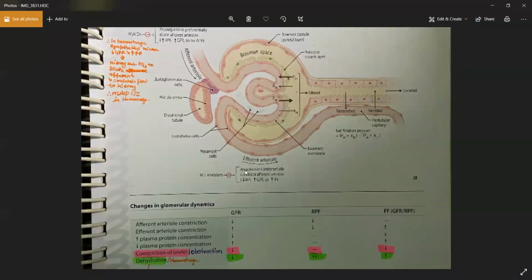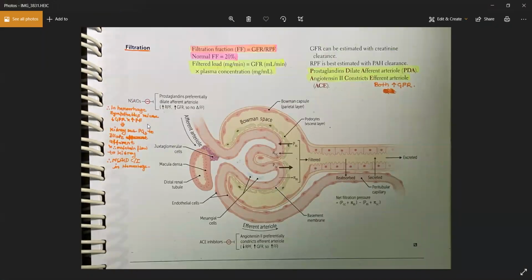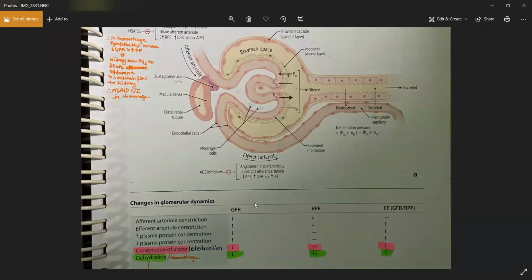I told you that angiotensin 2 acts on the efferent arteriole, and the prostaglandins act on the afferent arteriole. Whenever angiotensin 2 is present, it will cause constriction of the efferent arteriole, causing an increase in the hydrostatic pressure, and that will cause more filtration, right? You will have a higher GFR for a given plasma flow, a normal blood flow, but because you're having constriction of the efferent arteriole, the blood flow to this portion will be decreased.